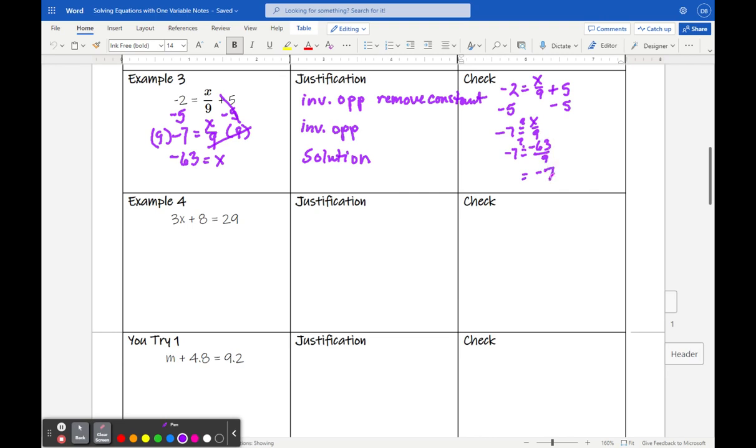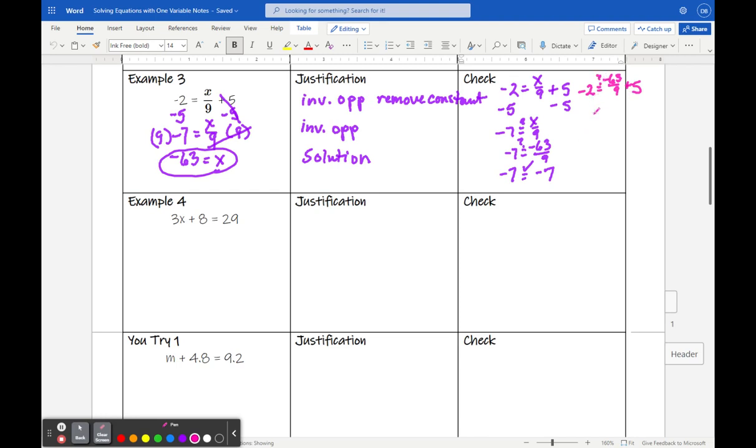63 divided by 9 is 7. So that is correct. The other way you could have done this is to go ahead and put that -63, substitute it in for your variable, and then work out the problem. So I could have said, let me use a different color so you can see my different thinking. -2 equals -63 over 9 plus 5.